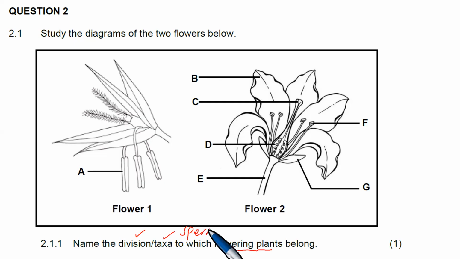They belong to spermatophytes, or they belong to the angiosperms. They belong to the angiosperms. Okay, so this is extremely important. You must be able to study the diagrams of the two flowers below and name the division or the taxonomy, the taxa, to which the flowering plants belong. So flowering plants belong to what you call spermatophytes, or you can say they belong to angiosperms.